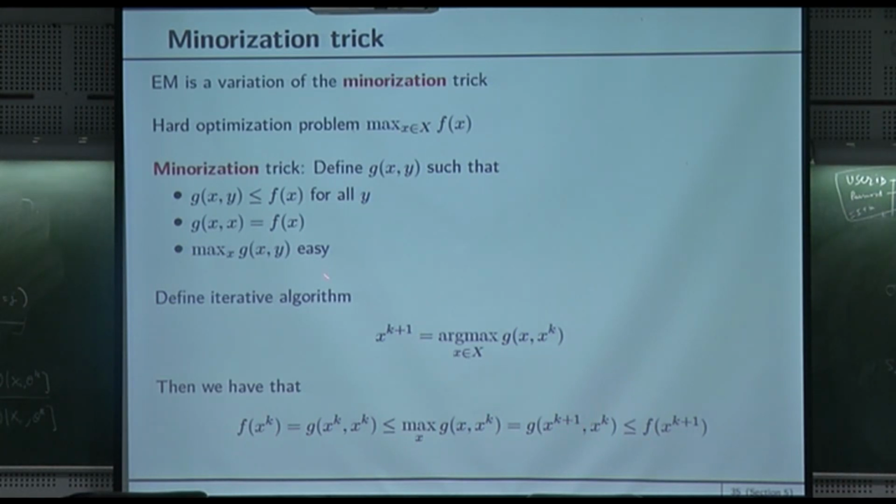What happened over here? I used this property. For any value of y, g(x,y) is less than or equal to f(x). So g(xk+1, xk) is less than or equal to f(xk+1). So now, if I forget about everything in the middle, I know that if I look at the iterates, their function value is increasing. Is it going to converge to the optimal? Maybe not, but at least it's going to improve.